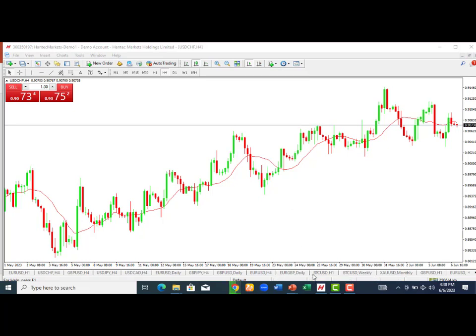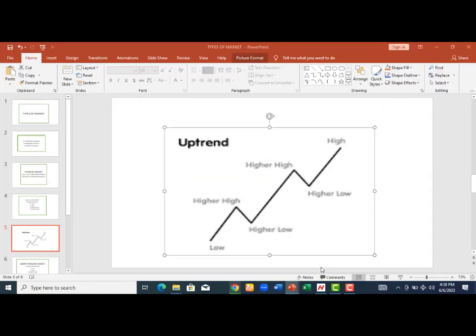Now the question is this. When you spot a trend, now this is a low, this is a high, this is a higher low, this is a higher high. Now, where do you take your entry in the market? When you spot a particular market, where do you take your entry? For an uptrending market, where do you take your entry?